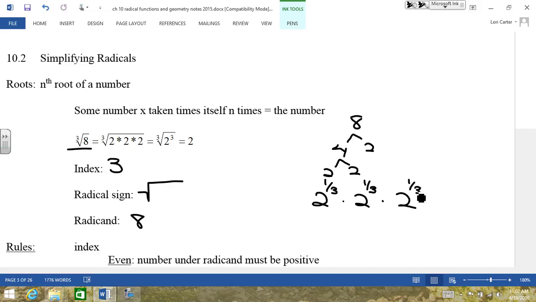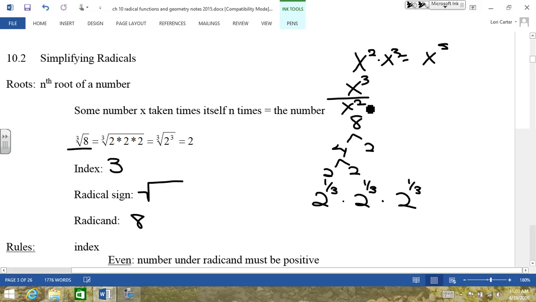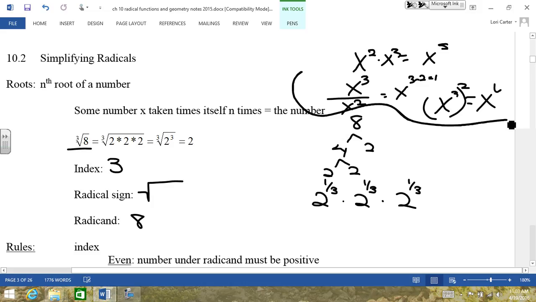Now you have to remember some things. Let's say I have x squared times x cubed. What do you do with those exponents? You add them, so this means x to the 5th. What if I have x cubed divided by x squared? You subtract them, so that's x to the 3 minus 2, which is 1. What if I have x cubed squared? You multiply, so 6. You can't forget that. All of that is old.